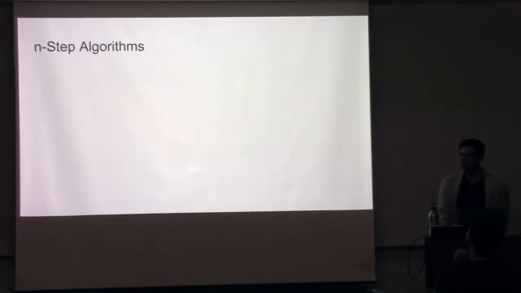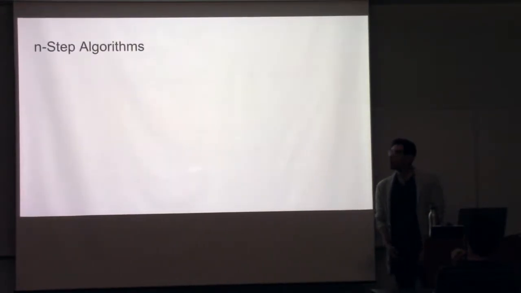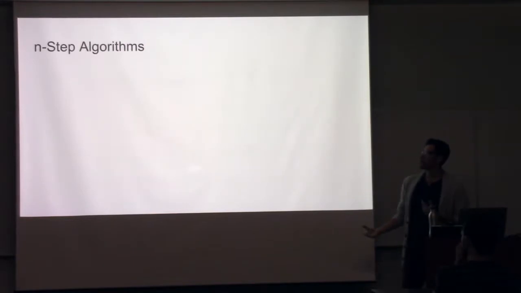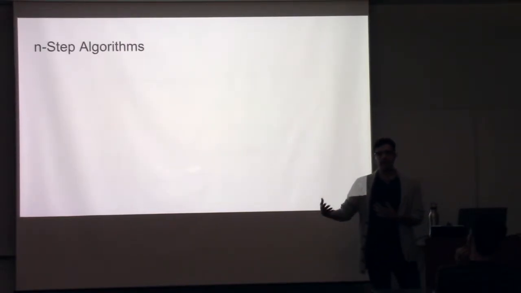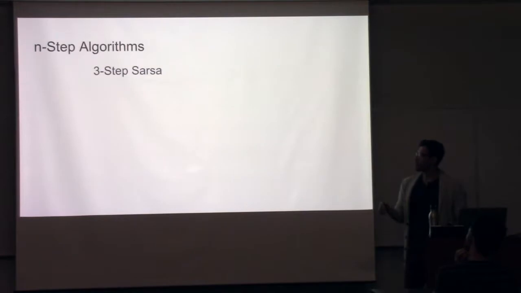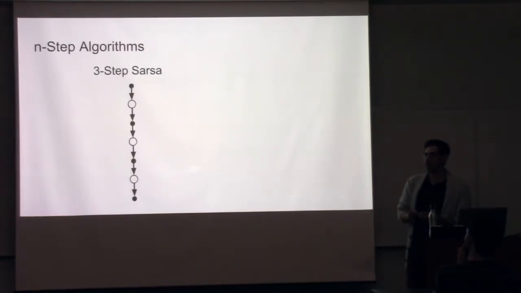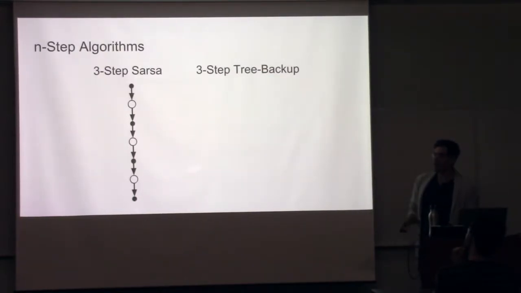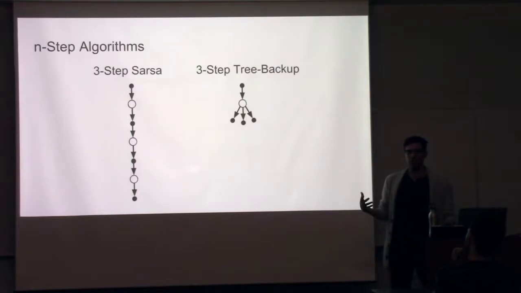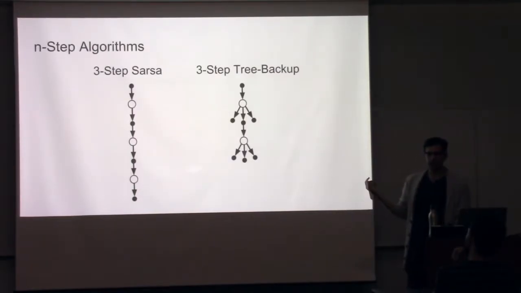Now, all of these algorithms can be extended to the n-step case, where instead of looking one step into the future, we look n steps into the future. For Sarsa, this is straightforward. For example, the backup diagram for 3-step Sarsa looks like this. We just look 3 steps into the future, and then we back up all that information to the initial state-action pair. For expected Sarsa, it generalizes to the tree backup algorithm, which looks like this. It's kind of like Sarsa, but at every step, we take an expectation over all the actions. And we just do that 3 times.